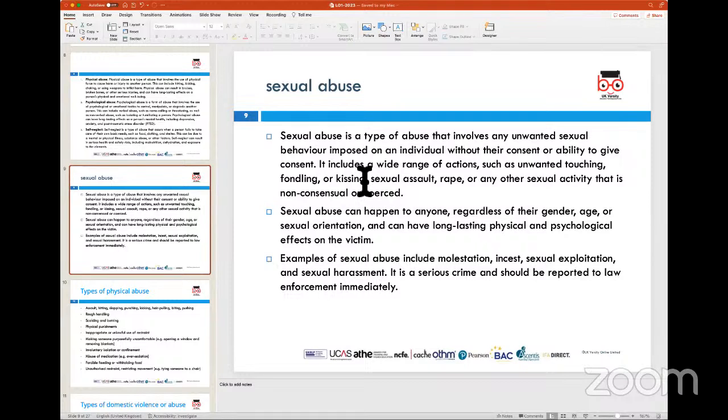So this type of abuse, which is an unwanted behavior imposed onto an individual without consent, tends to be taken very seriously and is one of the main bits that we look at when we talk about physical abuse in general. And this is, regardless of age, gender, sexual orientation, has very long-lasting symptoms, both psychologically and physically, that affect the victim. So this is an example wherein children are especially more vulnerable.